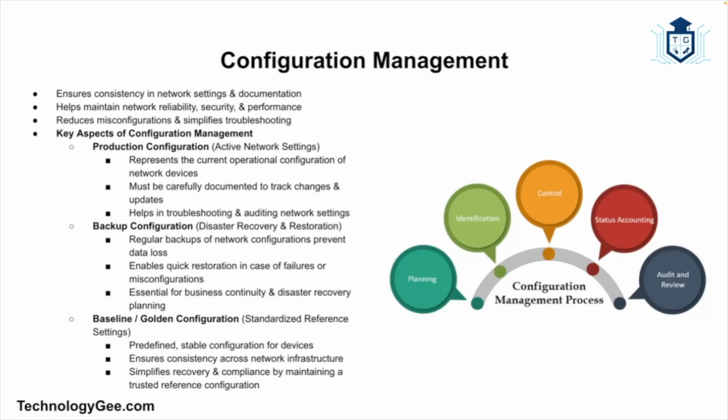And then there is configuration management, and this involves maintaining consistency in network settings and documentation. Within that, you have production configuration, which is the current active configuration of network devices that should be carefully documented and managed. You have backup configurations, so regular backups of network configurations. This helps in disaster recovery and quick restoration in case of failures.